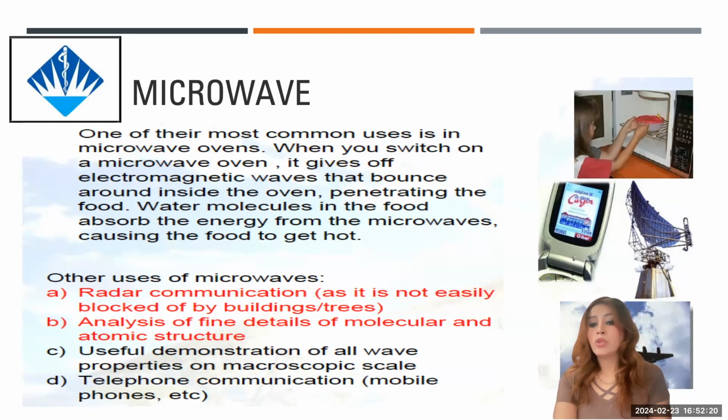One of their most common uses is in microwave ovens. When you switch on a microwave oven, it gives off electromagnetic waves that bounce around inside the oven and penetrate the food, and the water molecules in the food absorb energy from the microwaves, causing the food to get hot.